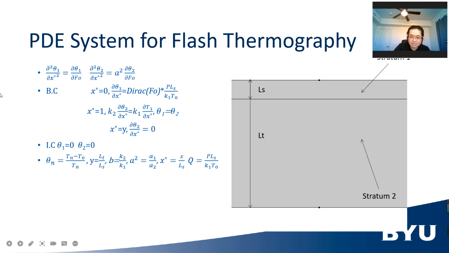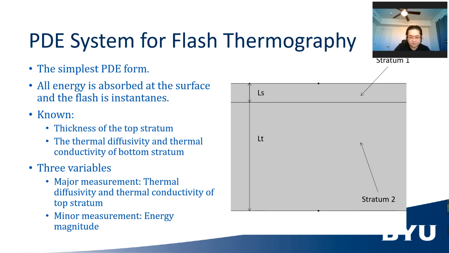Now let's look at the schematic and the simplest PDE system. This PDE system assumes all energy is absorbed at the surface and the flash is instantaneous. No matter how we change the PDE system in the future, we always have to know the thickness of the top stratum and the thermal diffusivity and thermal conductivity of the bottom stratum to obtain the thermal property of the first stratum. Therefore, there are three variables in this simplest PDE system. They are major measurements, thermal diffusivity and thermal conductivity of the top stratum, and minor measurements. Minor measurements means that we involve this factor to better approximate the experimental data. Here, there is only energy magnitude.